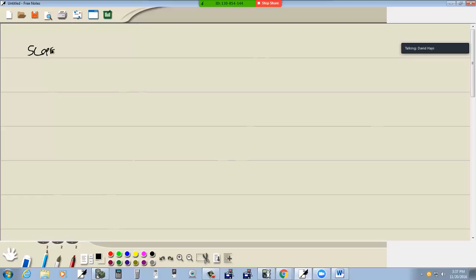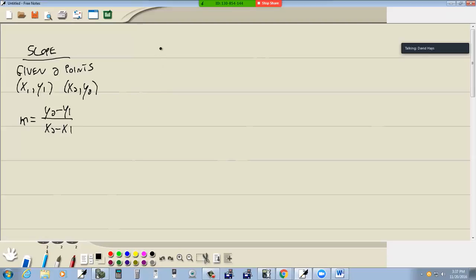We have something called a slope. That says, given 2 points, x1, y1, and x2, y2, your slope is y2 minus y1 over x2 minus x1. So if we're given 2 points, negative 3, negative 5, and 2, negative 7, and want to find the slope between them, of the line segment that passes through them.